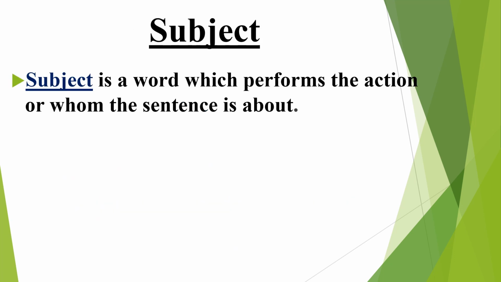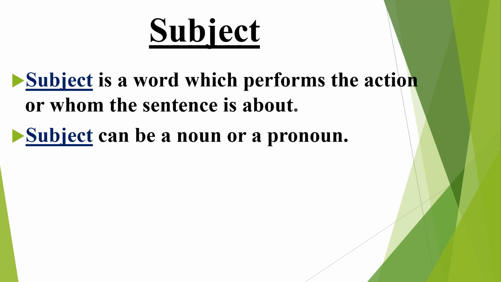Let's look at the subject. Subject is a word which performs the action or whom the sentence is about. Subject can be a noun or a pronoun. Let me explain what is a noun and what is a pronoun. Name of a person, place, animal or thing is a noun, and the words which are used instead of the names or instead of a noun, they are called pronoun.